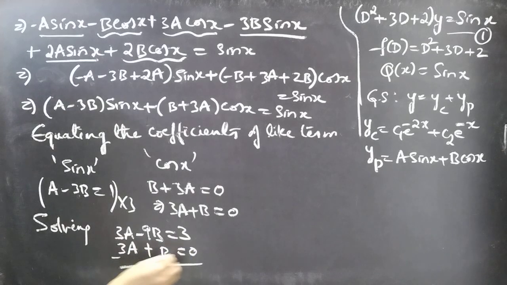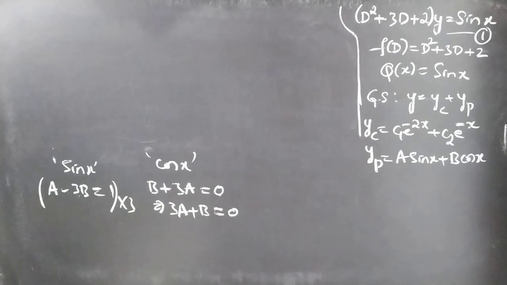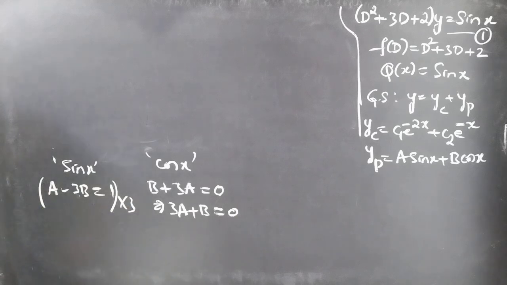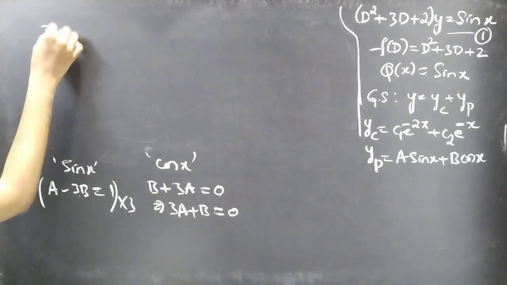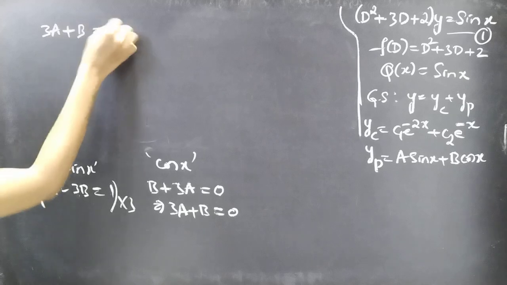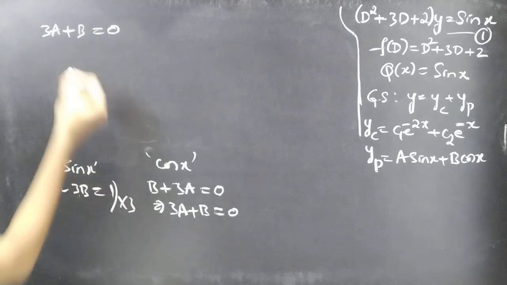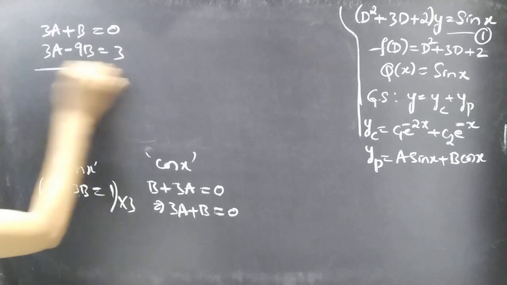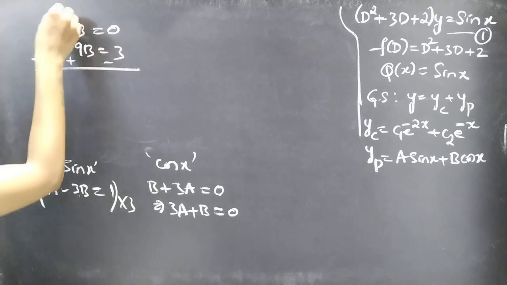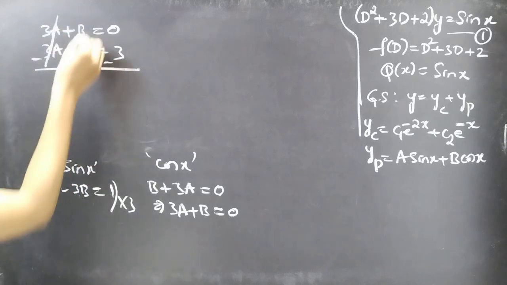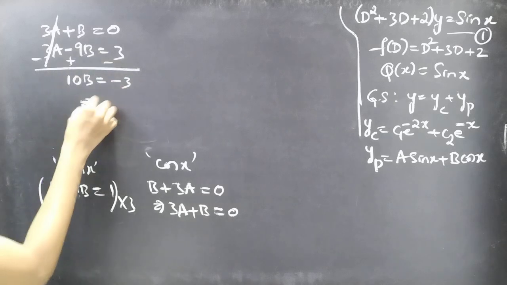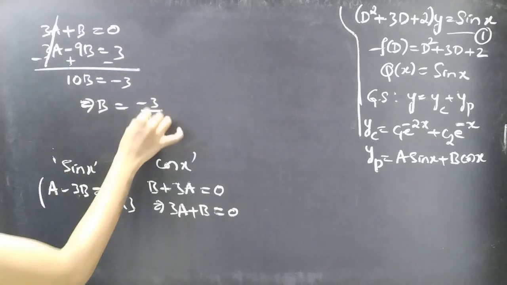Now change the signs. Just multiply it with minus 3 and solve these two. 3a plus b equal to 0. I'll just multiply with 3. I'll get 3a minus 9b equal to 3. Now I'll change the signs. 3a minus 3a gets cancelled. b plus 9b gives 10b equal to minus 3. From this we'll get b equal to minus 3 by 10.